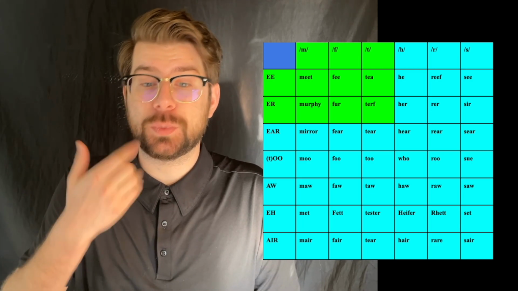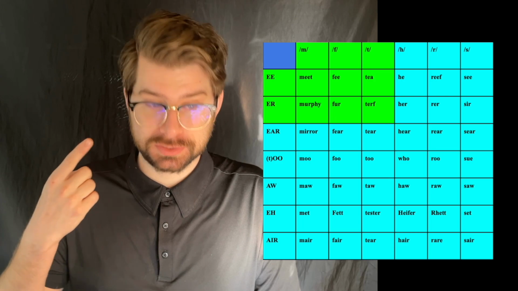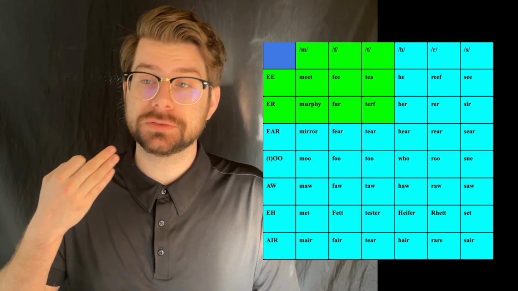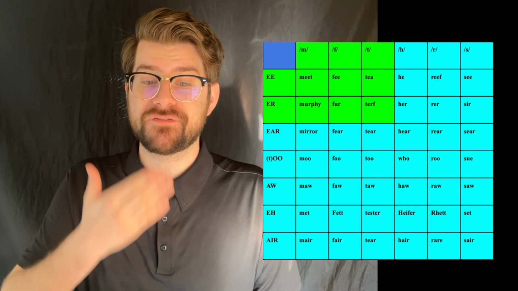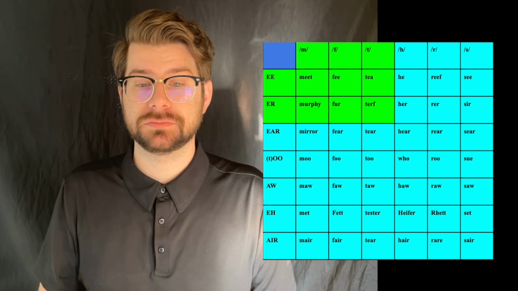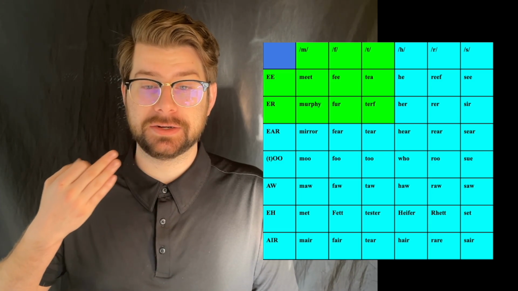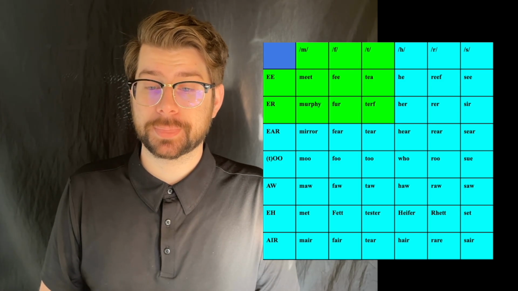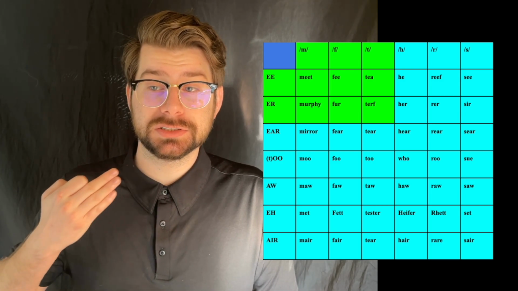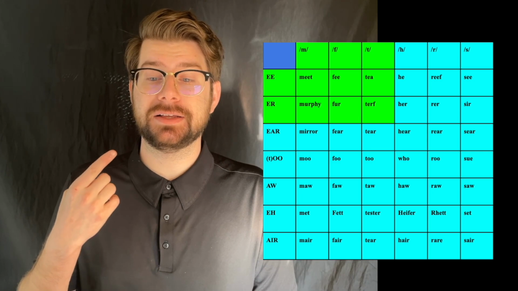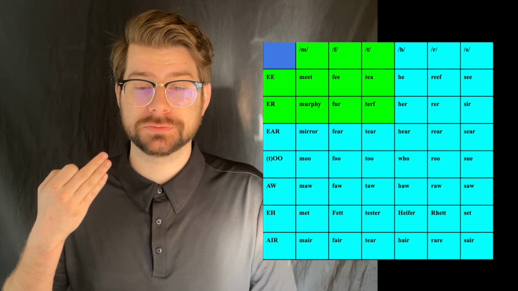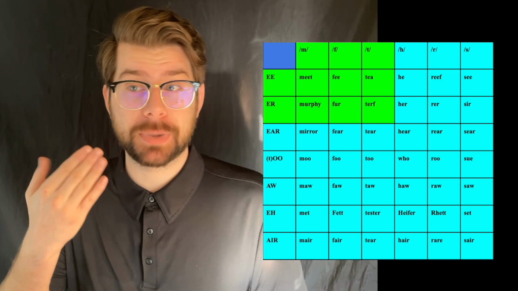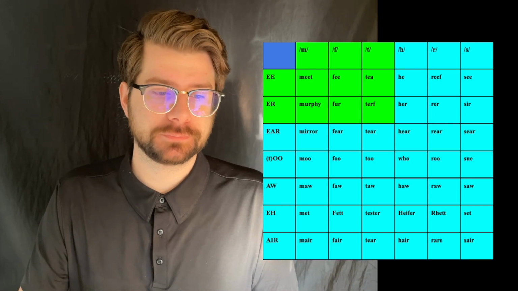And lastly, we have air words. So we have mare, fair, tear, hair, rare, and sare, which I don't think is a word, but we can still cue it.